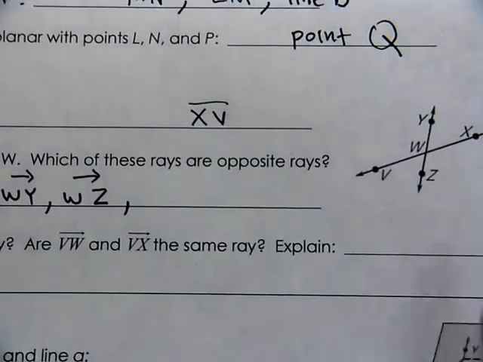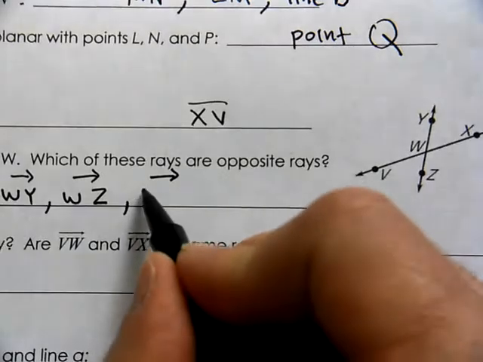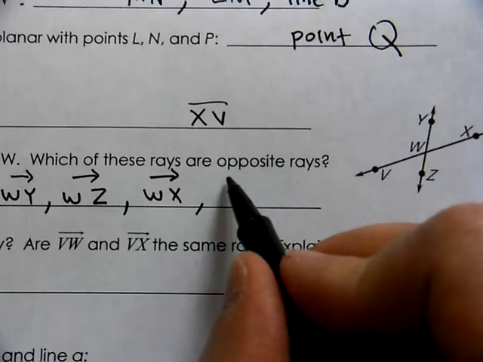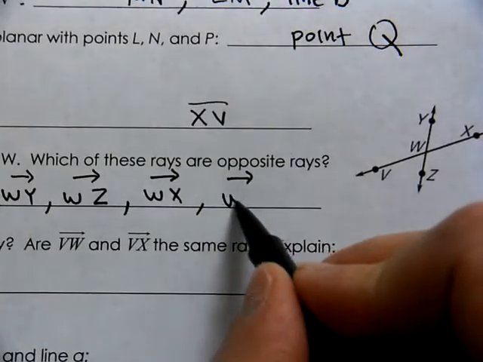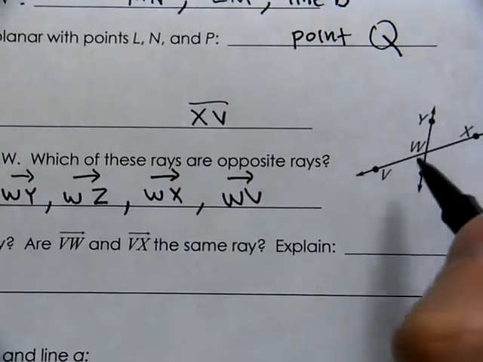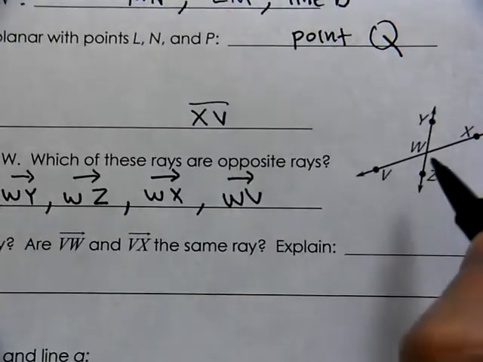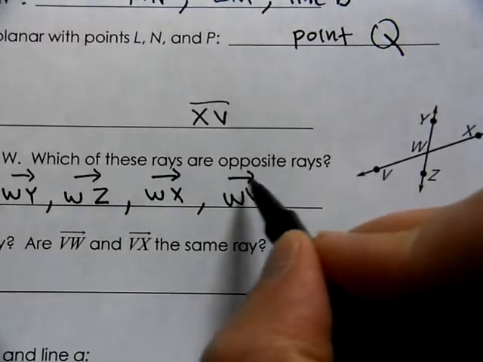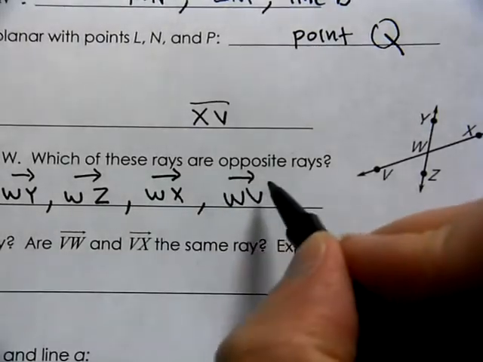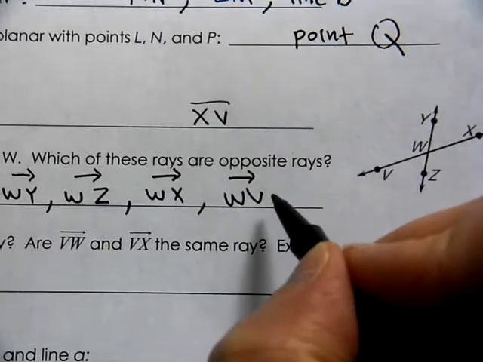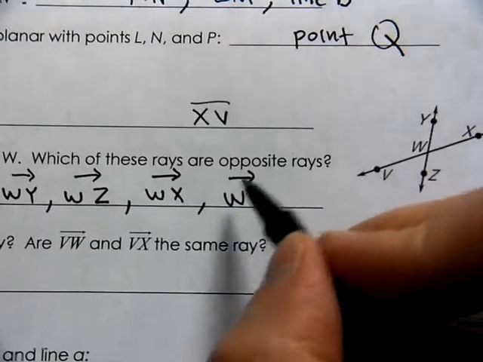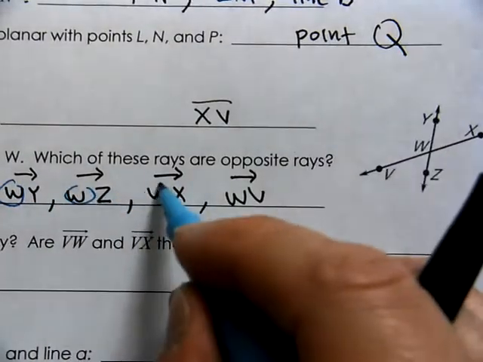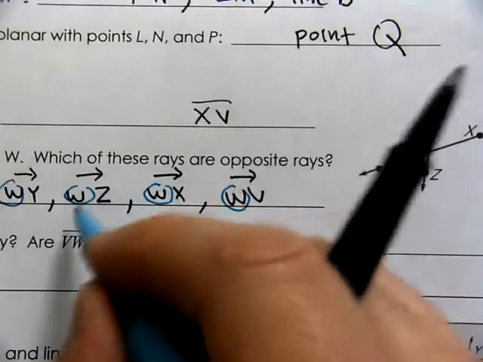Let's start at W and go to the right. So this is ray WX. And then start at W and go left. This is ray WV. Now notice what's happening here. Even though we're looking at this ray, which is pointing leftward, the arrow still points to the right in its notation. We always read from left to right, so our letters go from left to right, and the arrow points left to right. Notice in every case, the endpoint is always listed first.